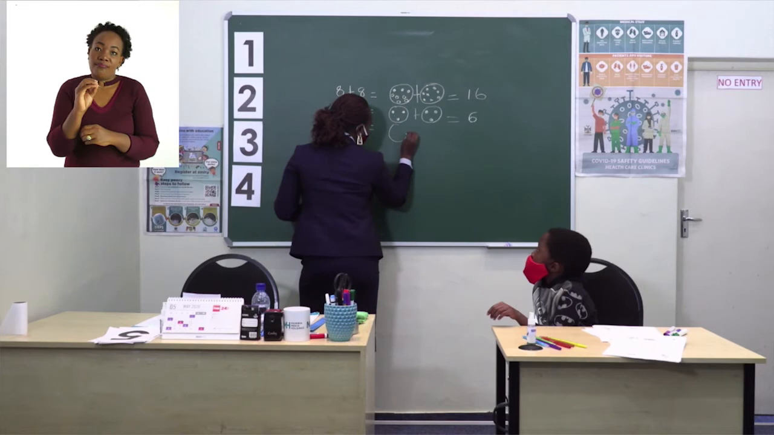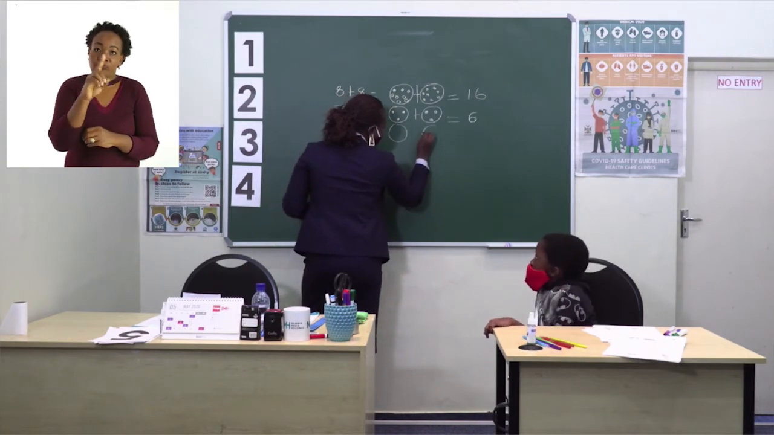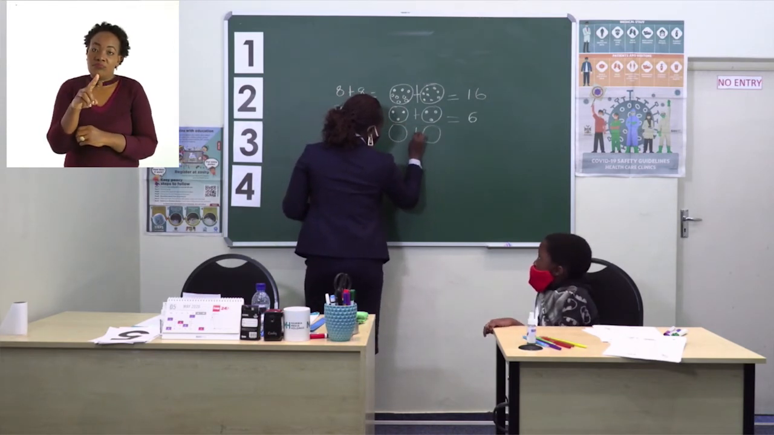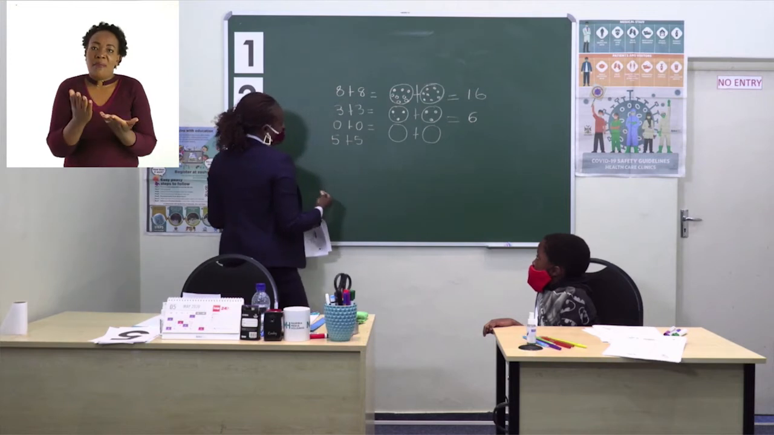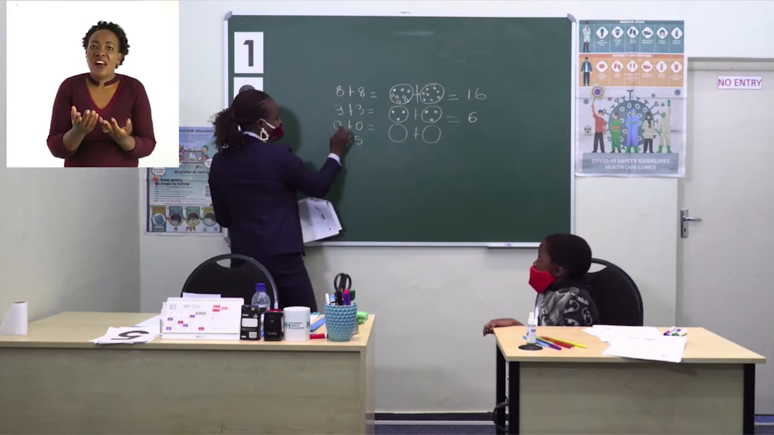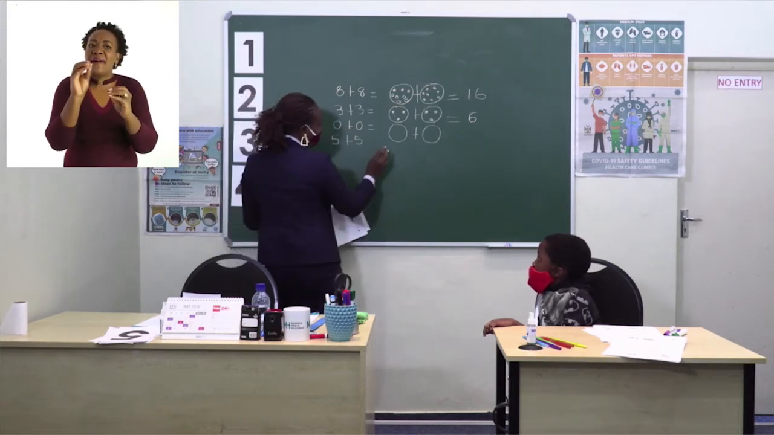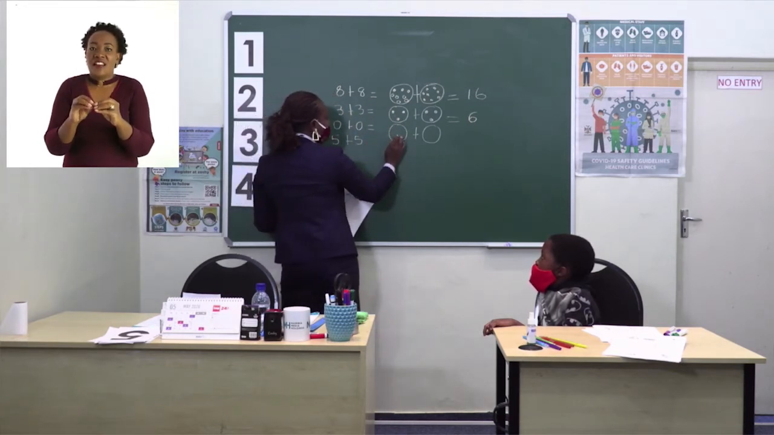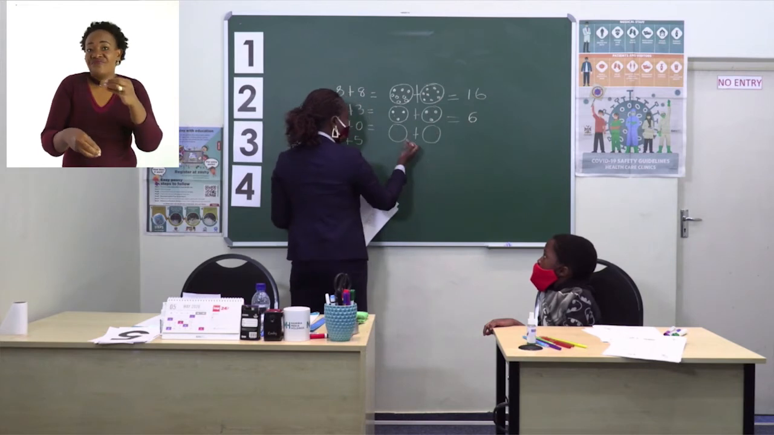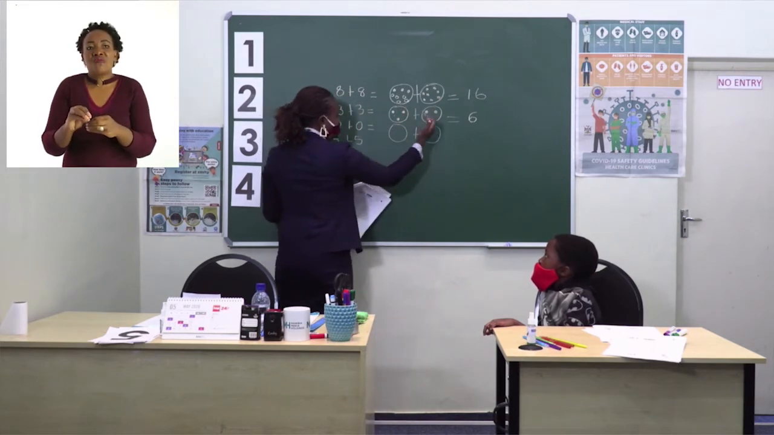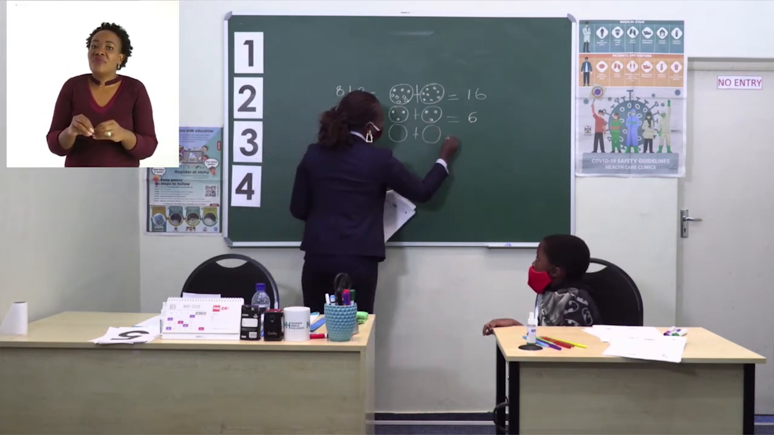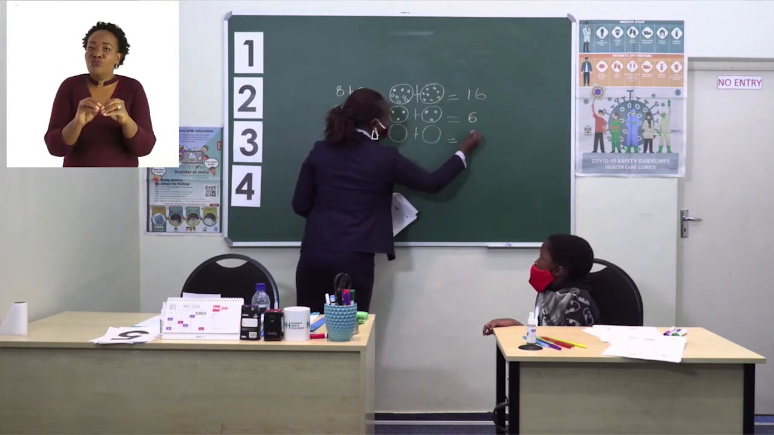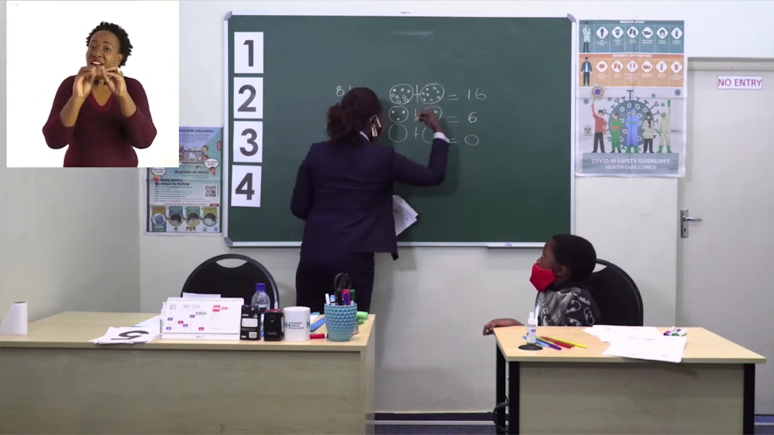We move on to 0. We have our circle. But because the number is 0, it means there is nothing. So it's 0 plus 0. It's an empty circle and an empty circle. So there is nothing, and our answer is 0.